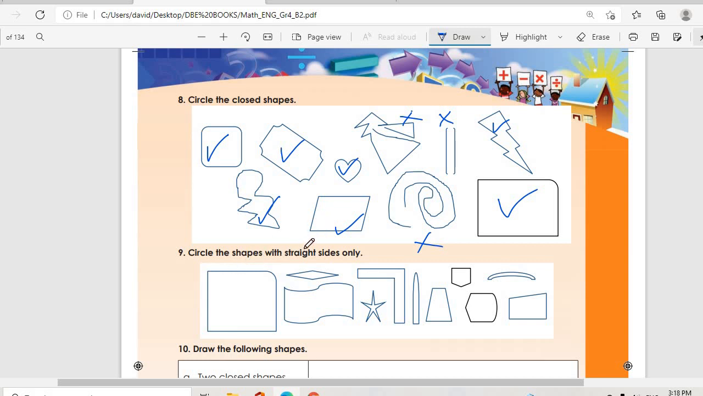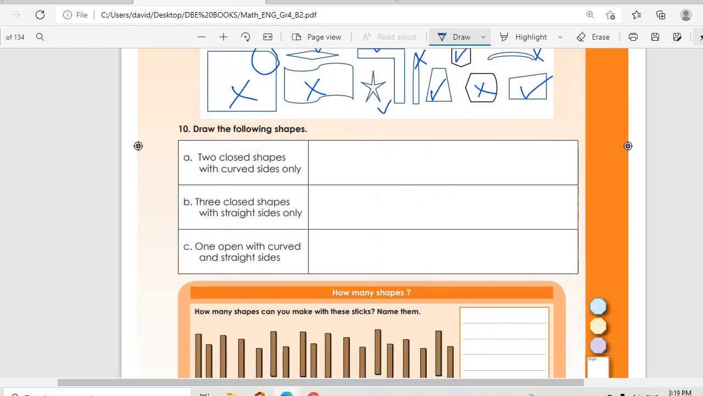They are saying circle the shapes with straight sides only. So straight sides, this one, no, because of this portion. Then this one, no. This one, correct. This one, correct. This one, correct. This one, no, it is curved. This one, correct. This one, correct. This one, no. This one, yes. And this one, no. Right, so that's what we have there.